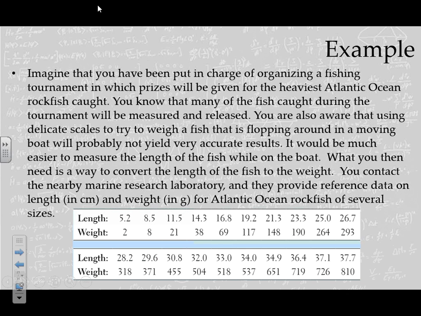To get done before everyone else, make a scatter plot of the data.